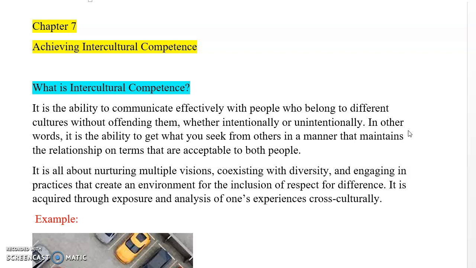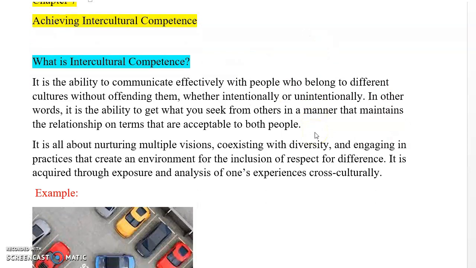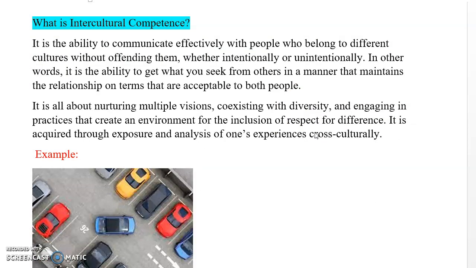And once we say performance, it means how do we use this language? How do we speak this language? How do we write this language? And so on. So once we say competence, it means the knowledge that we have about something. The knowledge we have about language, the knowledge we have about culture, the knowledge we have about society, and so on.